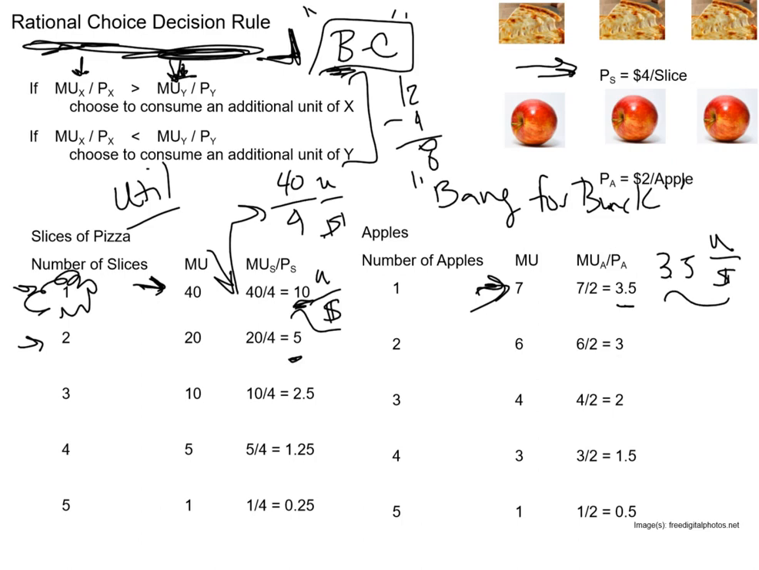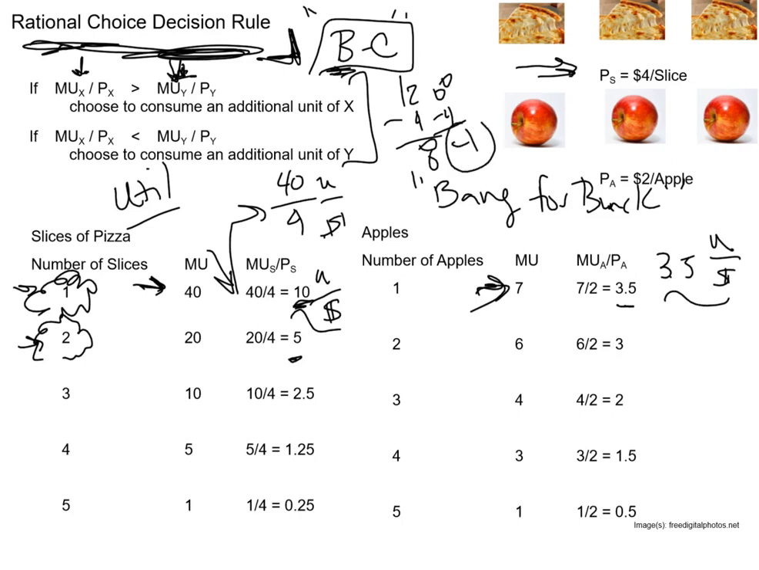Second piece of pizza, right? It's not quite as big of a bang for the buck. I only get 20 units of additional happiness, but still, for the price I'm paying, it's definitely worth it. I should spend my next bit of money on a second piece of pizza, right? Do I have money left to spend? Yep, I had 8. I bought $4 worth of pizza for my second piece of pizza.